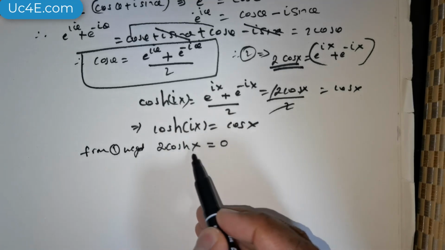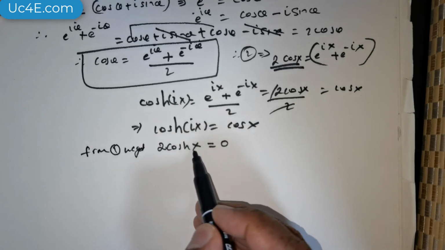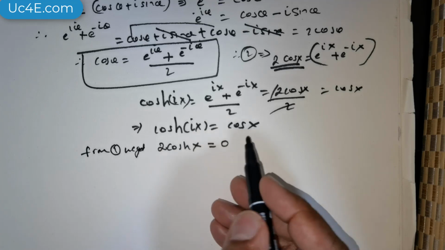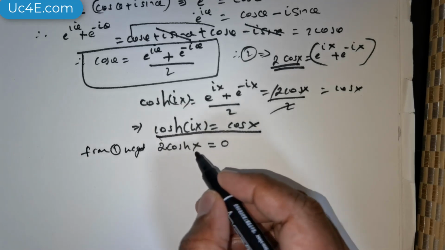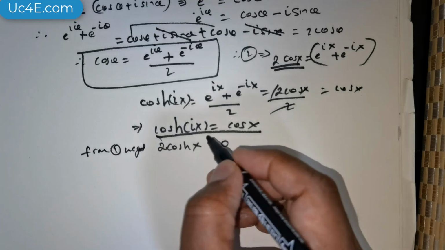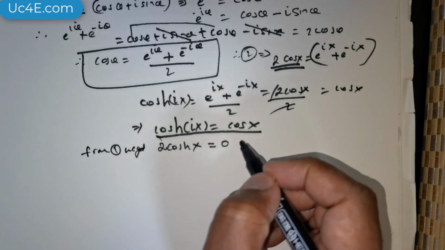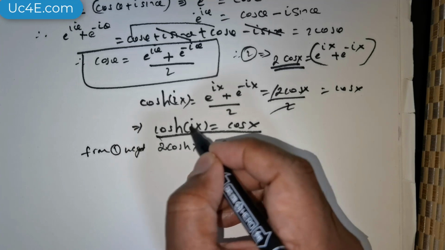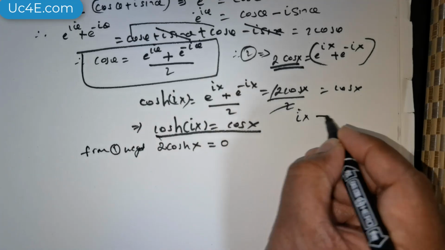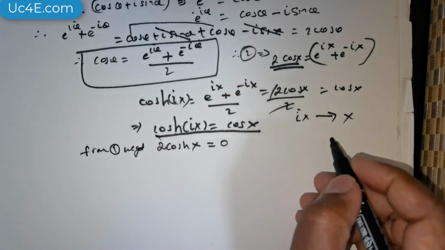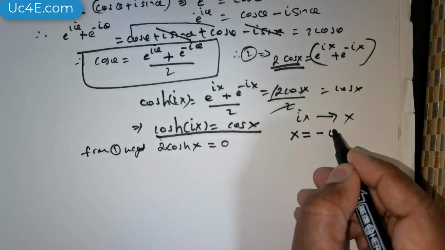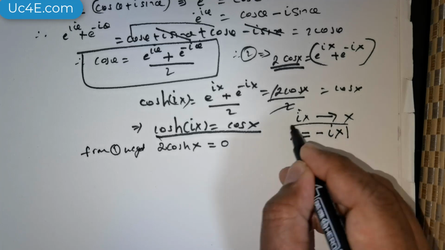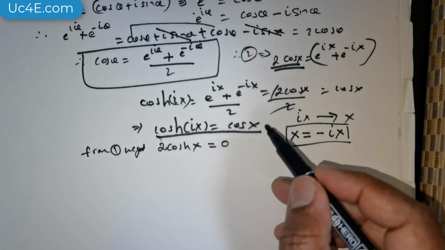Now I would want to have an ix here. In other words, I would like to change, I think this is the best way to say, I would like to change I times x to x. How is that possible? That is possible if you were to take x to be equal to negative I times x. So let me reiterate it.